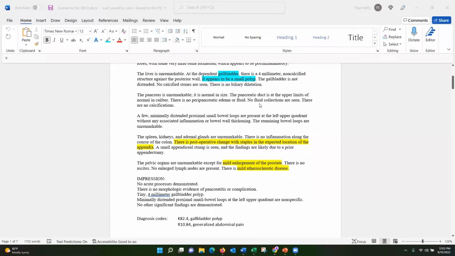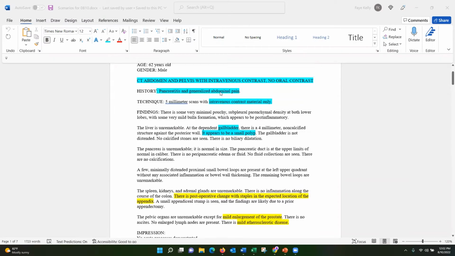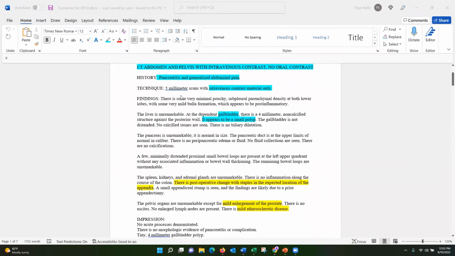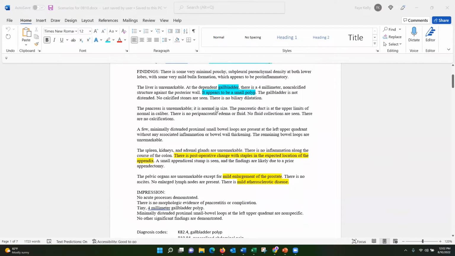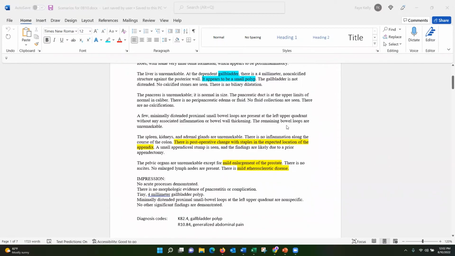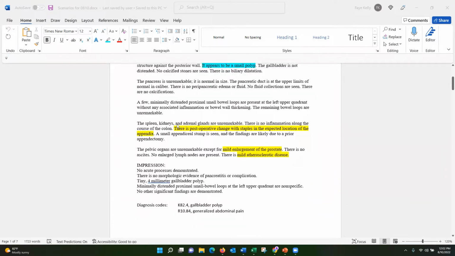The pancreas, there was nothing identified. And remember, our diagnosis here was pancreatitis. If we scroll on down, we're looking at proximal small bowel loops are present, but there's no inflammation, there's no thickening. So unremarkable means no significant findings.